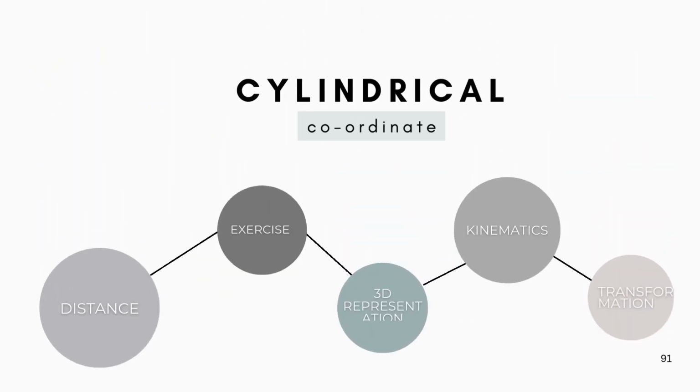Now, just like the spherical coordinate system, we are going to look at the basics of the cylindrical coordinate system with the 3D representation, then we will move on to the kinematics, and lastly the transformation, and then end it with some exercises.